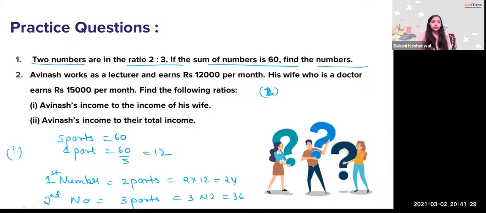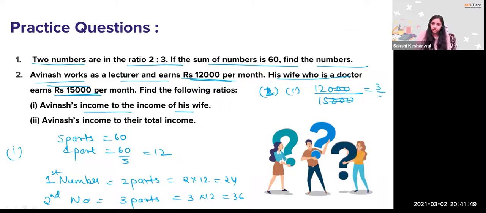The second question says that Avinash works as a lecturer and earns 12,000 per month, and his wife, who is a doctor, earns 15,000 per month. Find the following ratios. Avinash's income to his wife's. So what is the A part? Avinash's income is how much, beta? 12,000. Upon his wife's income, which is 15,000. You do the cancellation. So this is equal to 4:5. Right? So you write 4:5.